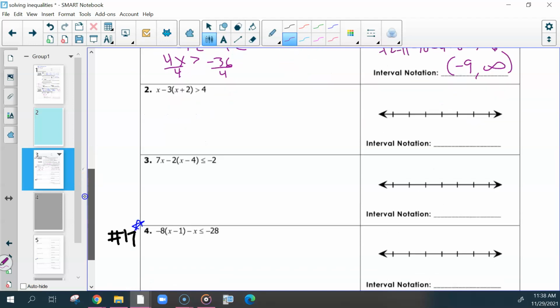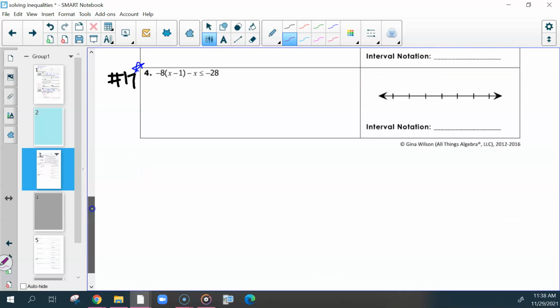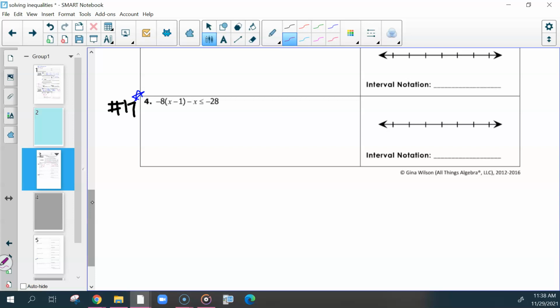Let's do another example. Let's jump down to number 4 on this page. So again, same thing, we're going to solve this just like all the other ones by distributing. So -8x plus 8 minus x is less than or equal to -28. Combine your like terms. This would give us -9x.